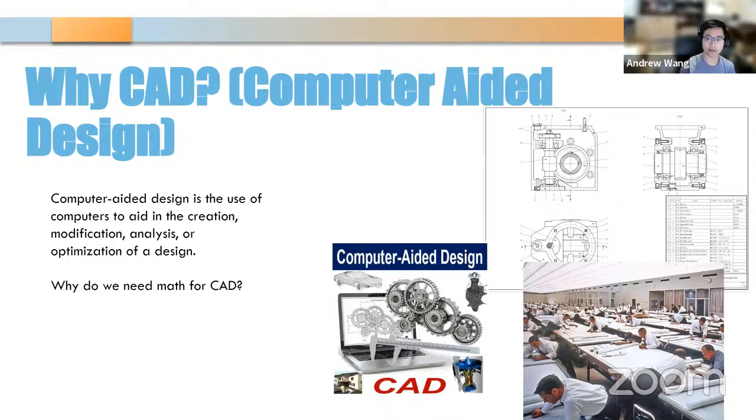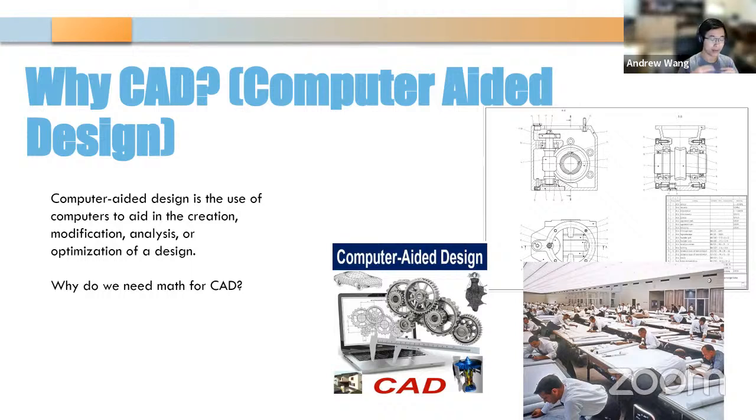Anyone can give me their own explanation of what CAD is and how you can use it. Yep, so computer-aided design is the use of computers to aid in creation, modification, analysis, and optimization of a design. Why do we need this math for CAD? Well, math is the basis of your CAD, because without math, you don't have something to look at, something to see, or the object in CAD.